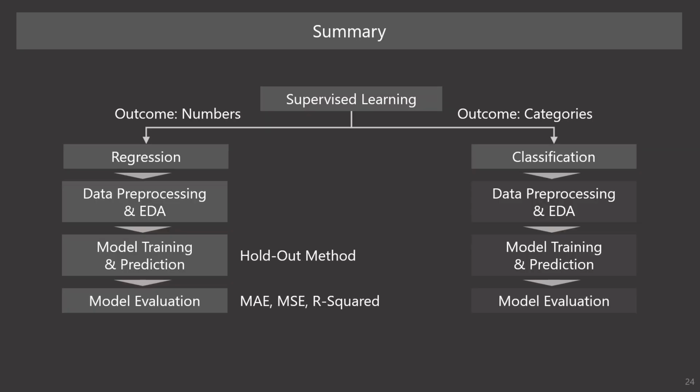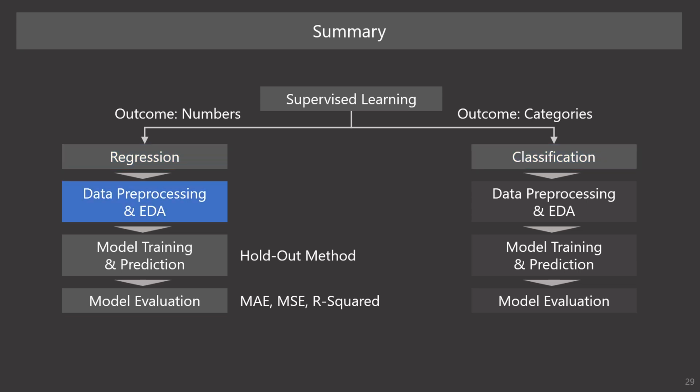Let's summarize the major points of this chapter. In predictive analytics, our purpose is to make prediction. We can use various machine learning algorithms in predictive analytics. If we want to make prediction for labeled data, we use supervised learning. If the outcome variable is continuous, we should use regression. If the outcome is a categorical variable, we should use classification. In this chapter, we have focused on regression.